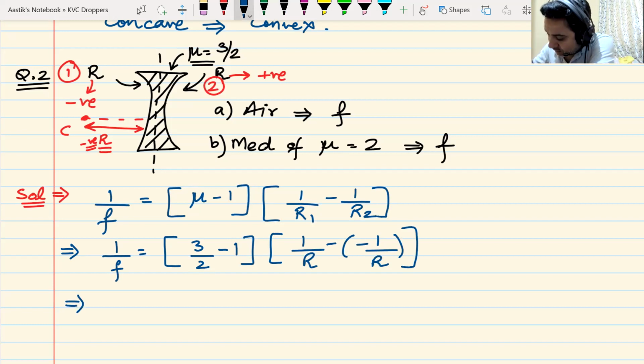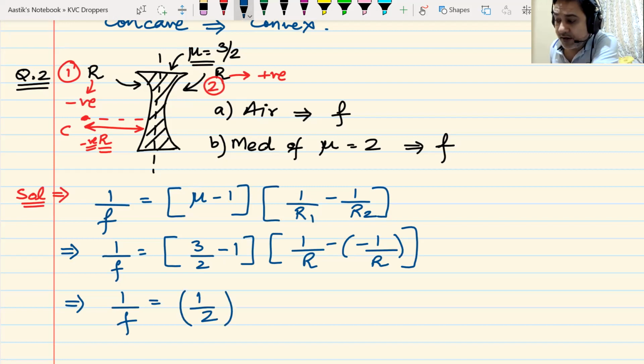I move on to the third step. 1 by f will be 3 by 2 minus 1, which is half, times (1 by r plus 1 by r), which is 2 by r.